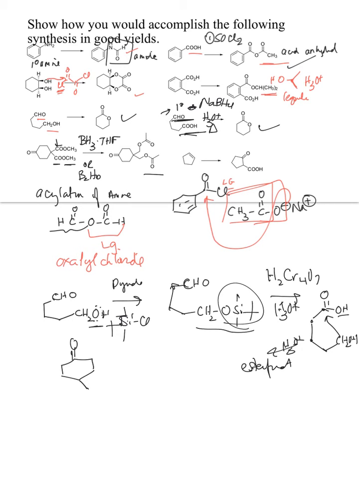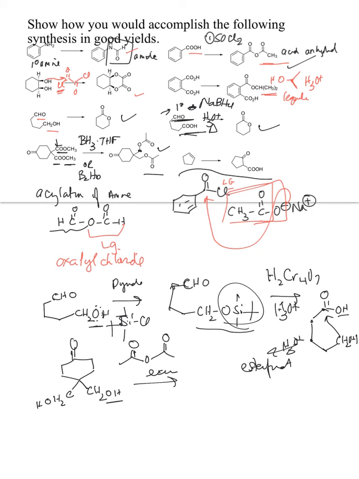primary. These would all be primary, CH2OH, CH2OH, and now you can react this with excess acid anhydride, acetic acid anhydride, excess, and that would acetylate each one of these alcohols.